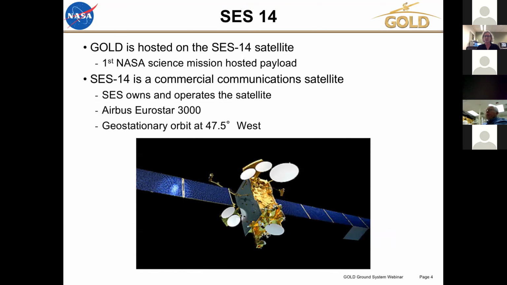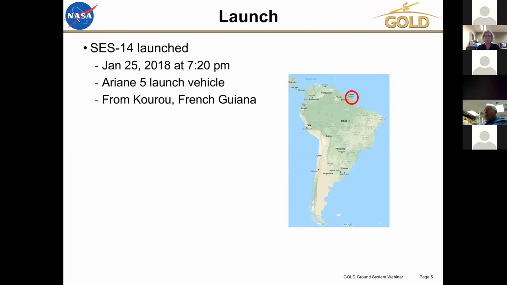So as I said, SES owns and operates the satellite. The GOLD mission is responsible for operating the GOLD instrument. SES-14 is an Airbus Eurostar 3000 and launched from Kourou, French Guiana, physical location here, French Guiana in South America.